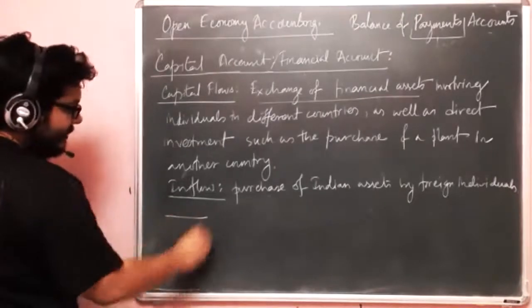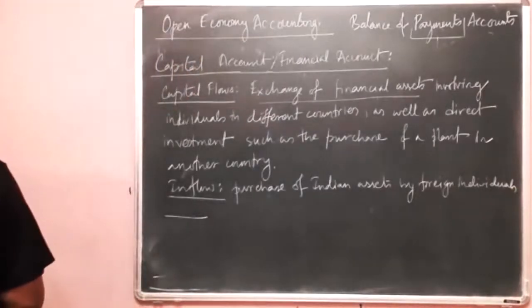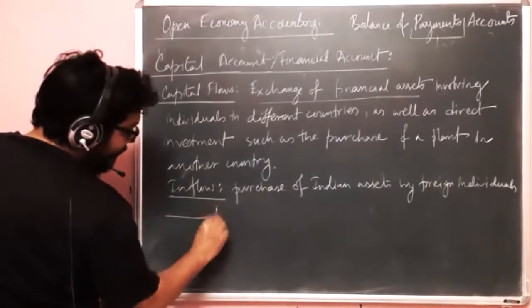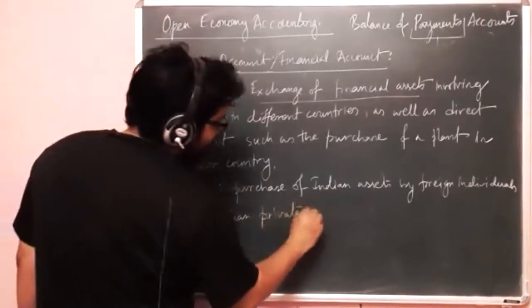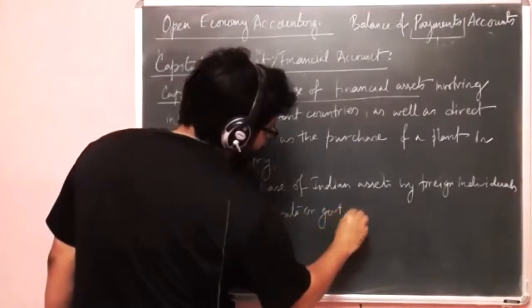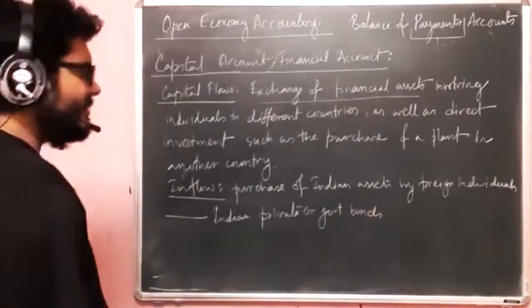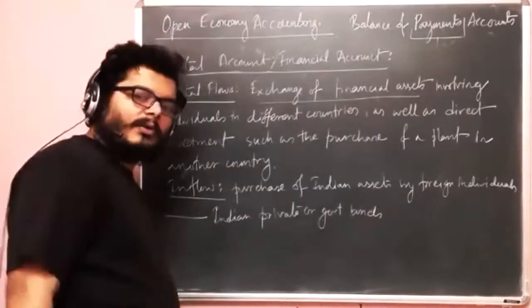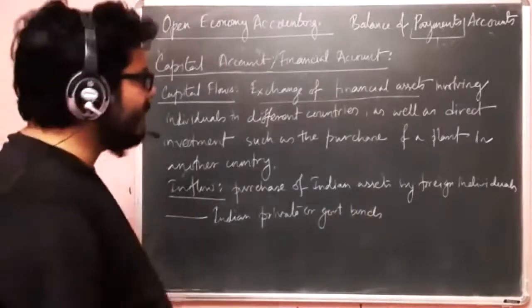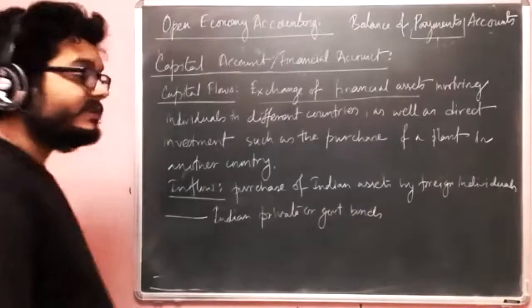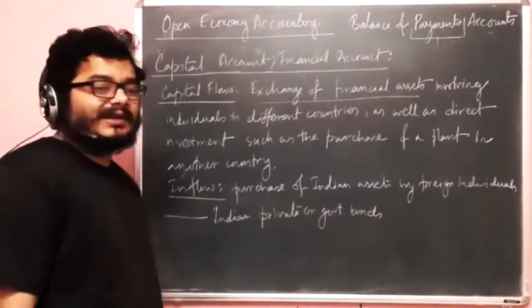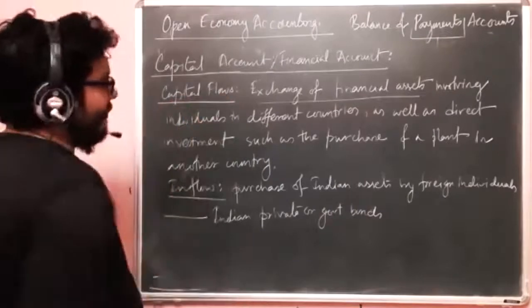That includes a lot of things. When we're talking about assets, we're not talking about only houses and things like that. We are talking about financial assets also. So, for example, Indian private or government bonds. When we are talking about a bond, the bond has a face value. So the face value that a bond has, that is something that is included here. But obviously, a bond also comes with interest return. That interest return goes to the capital account.